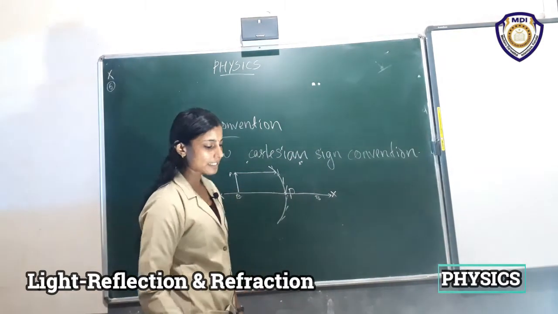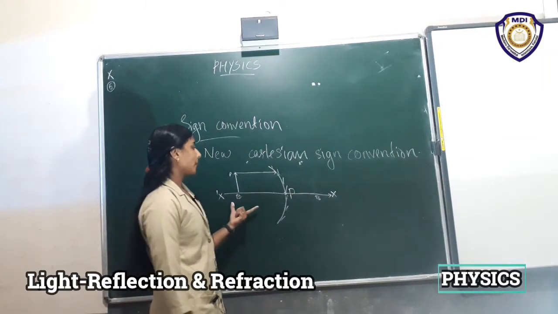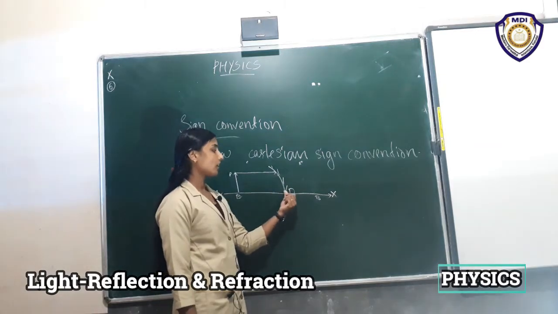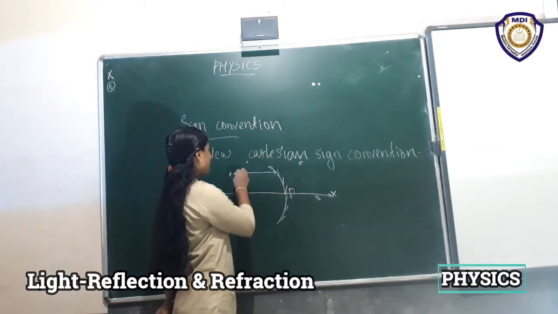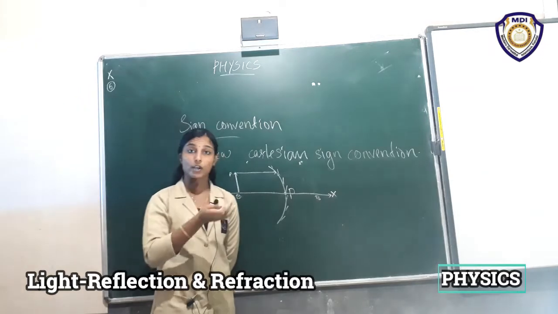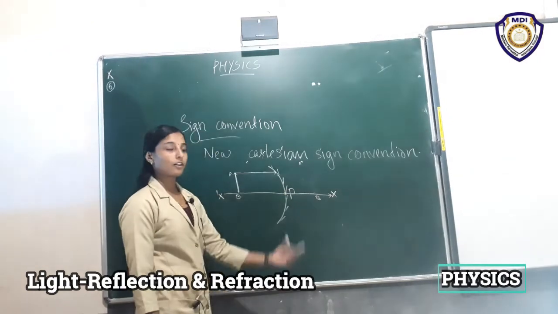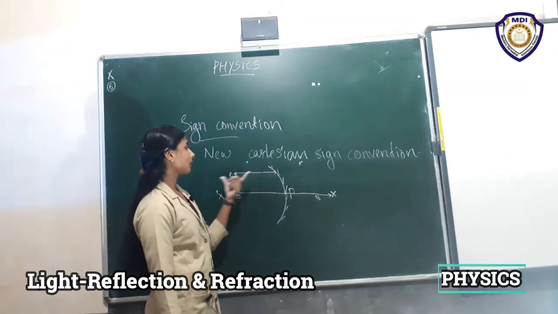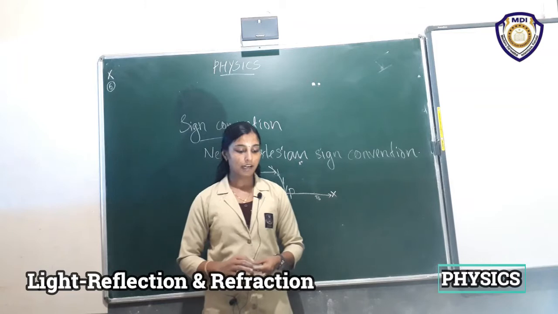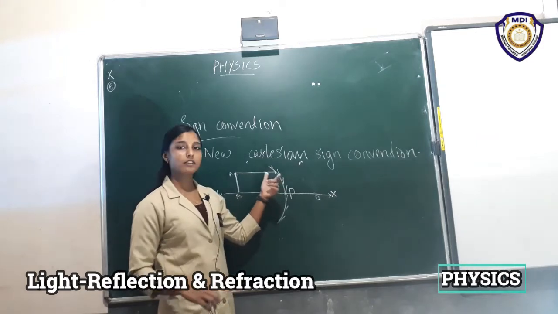So what is the second one? All the distances measured parallel to the principal axis should be taken from the origin, right? Suppose we have to calculate the distance where the object is located. It should be measured from the pole itself. So the second convention is that all distances parallel to the principal axis are measured from the pole of the mirror, right?